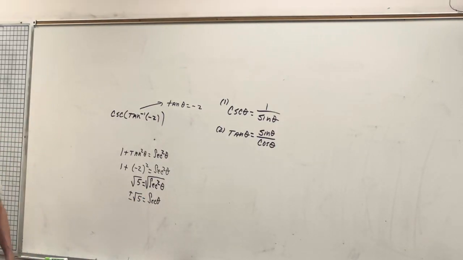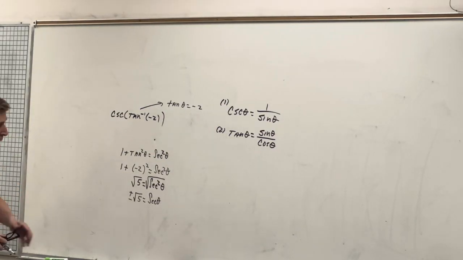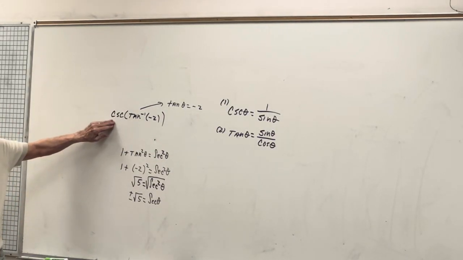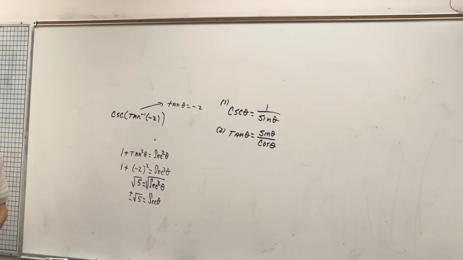Work with. I agree 100%. Now keep in mind, if they were asking me to find secant rather than cosecant out front here, I'd be finished. Secant is 1 minus... I have to determine which one of those. Now, gotta go a little further, exactly.